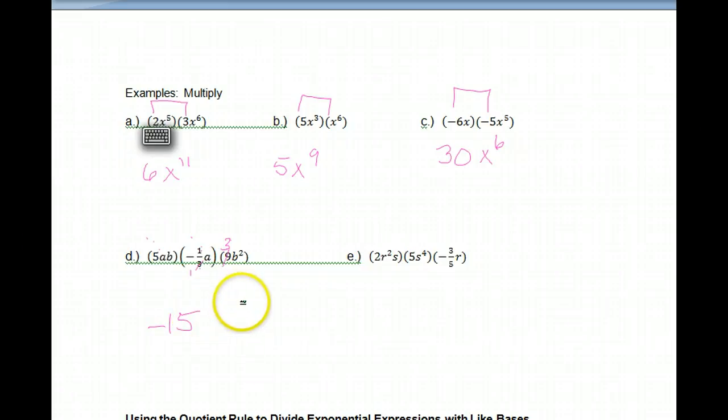And now we can multiply our variables. I have a times a, which makes a squared when I add my exponents, and b times b squared, which makes b cubed when I add my exponents. I would like you guys to try letter E on your own. You're going to do it very similarly to the way that we just did letter D. Please pause the recording and press play when you're ready.